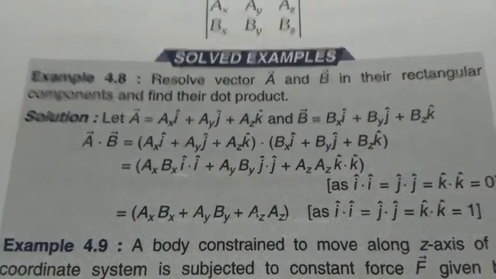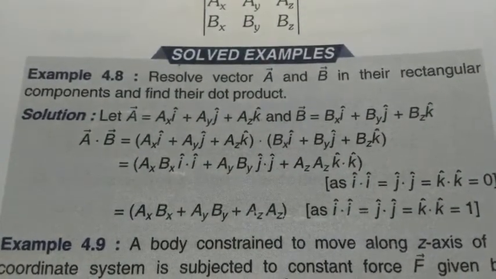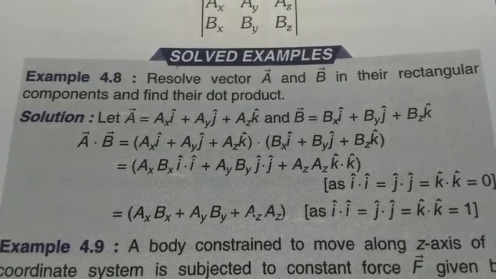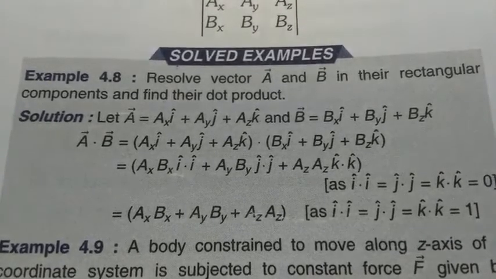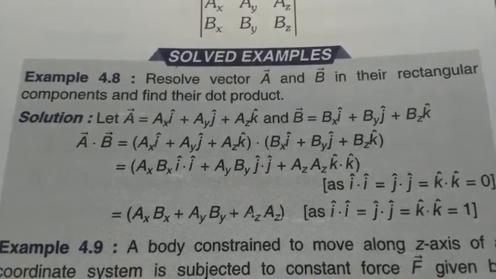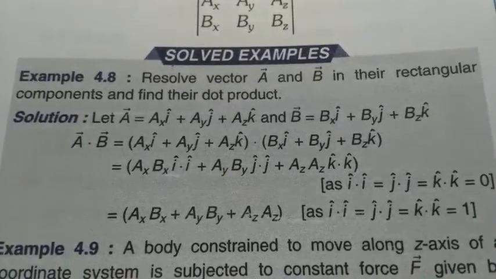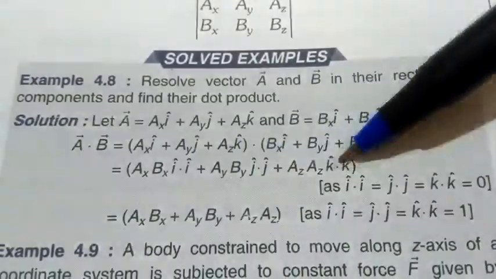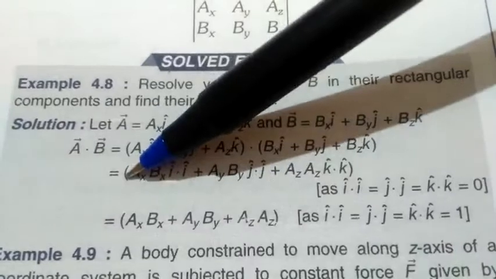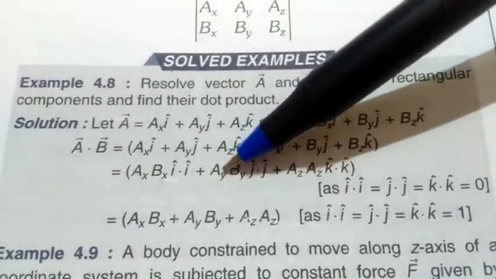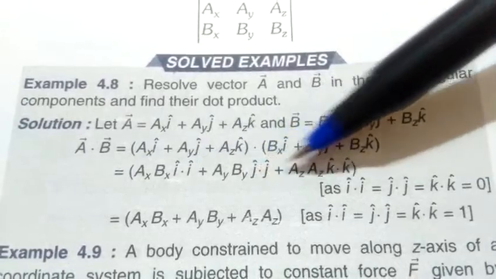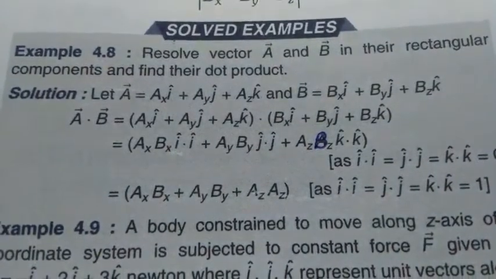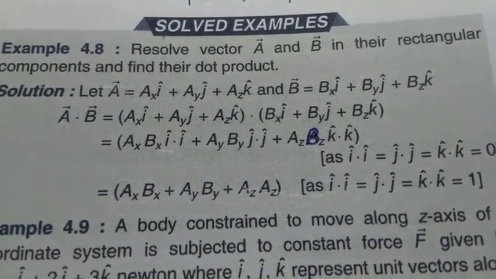That means any term where different unit vectors are there, like i into j, i into k, j into i, j into k, or k into i, k into j, those terms we simply don't write here, because at last they will become 0 only. Okay, so we will write here only the terms which are in same order, i into i, j into j, k into k. So we have ax bx i into i, ay by j into j, az bz k into k.